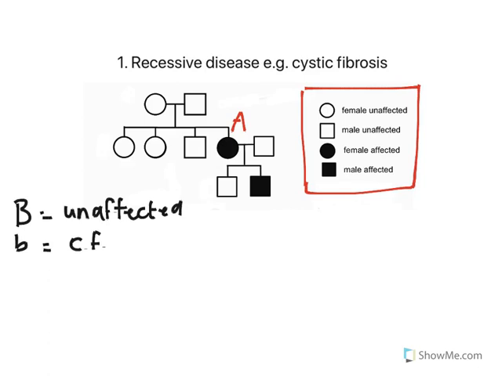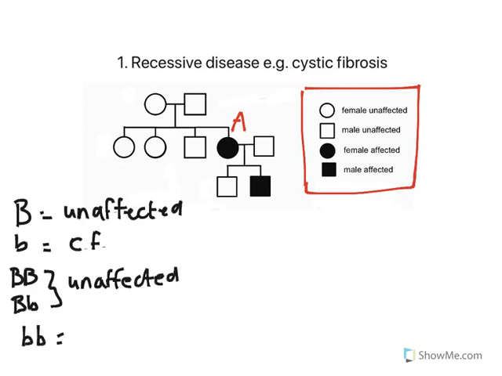Now there are 3 possible genotypes. You can either have 2 big B's, a big B and a little b. These will both result in an unaffected phenotype. The third possible genotype that we can have are 2 small b's, and that would mean they have the disease or they have cystic fibrosis. So all the people on this chart can only be one of these 3 genotypes.